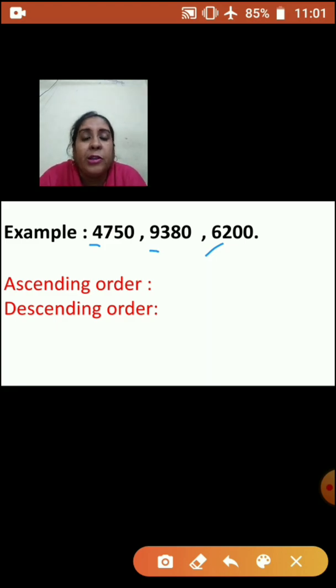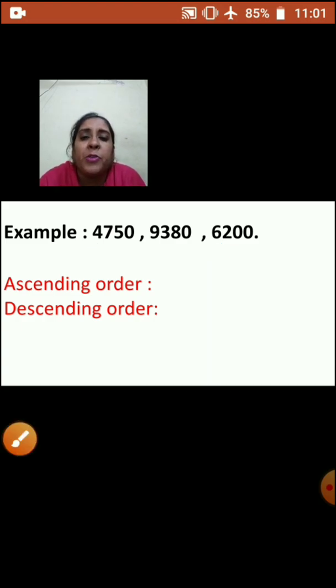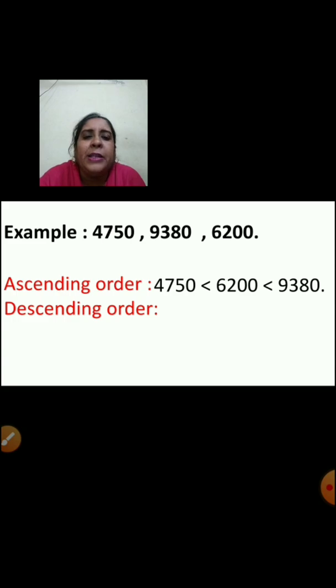So we have to write this in ascending order now. How are we going to write? First the smaller number will come. Which is the small number here? First 4,750, yes, and then 6,200 and then 9,380. It means 4,750 is less than 6,200 and 6,200 is less than 9,380. Now we are writing descending order, that is the greater number.